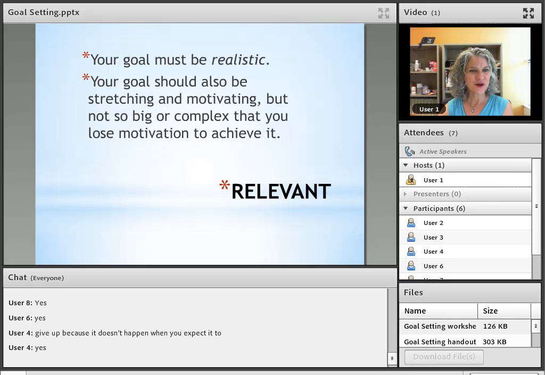All right, so SMART: specific, measurable, attainable, relevant. Okay, relevant and realistic. So goals should be realistic. They should be relevant to the journey you're on. They should be challenging and give you room for stretching yourself. They should be motivating, but not so big and complex that you lose the motivation. Throwing the baby out with the bathwater. Okay, so a goal must be realistic and relevant.